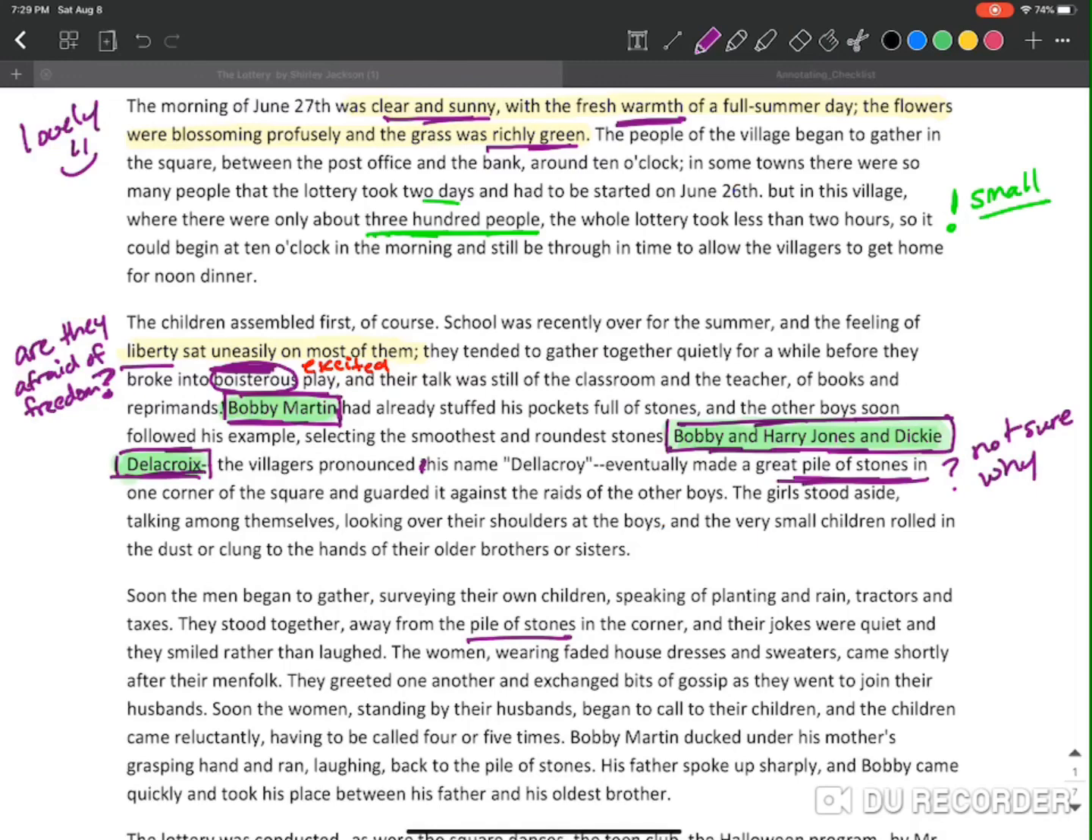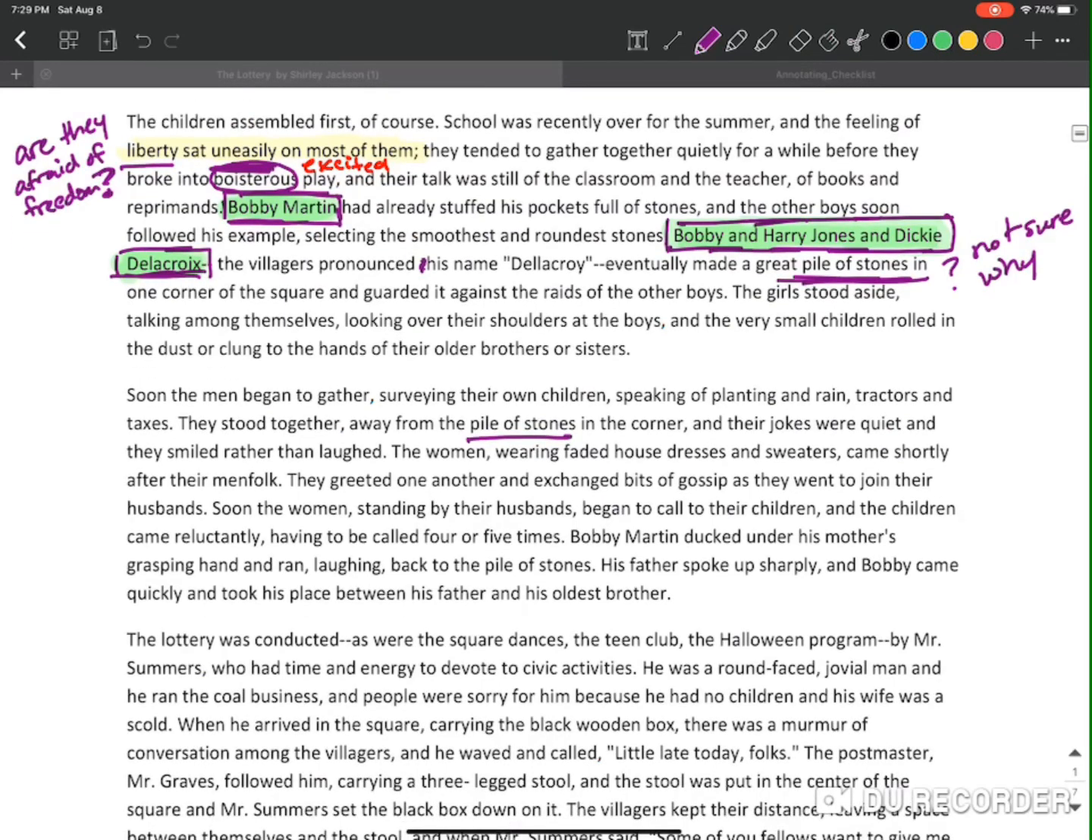Okay, so great pile of stones, one corner of the square, and guarded it against the raids of the other boys. The girls stood aside, talking among themselves, looking over their shoulders at the boys, and the very small children rolled in the dust or clung to the hands of their older brothers or sisters. Soon the men began to gather, surveying their own children, speaking of planting, rain, tractors, and taxes.